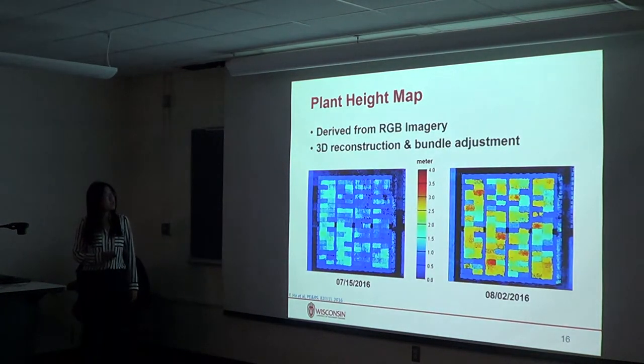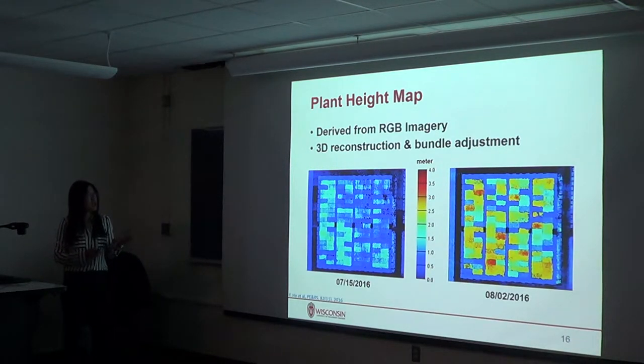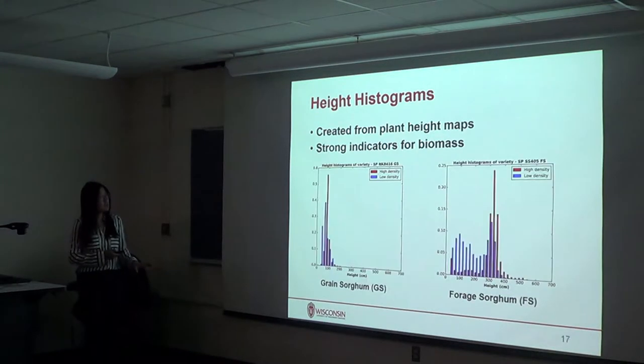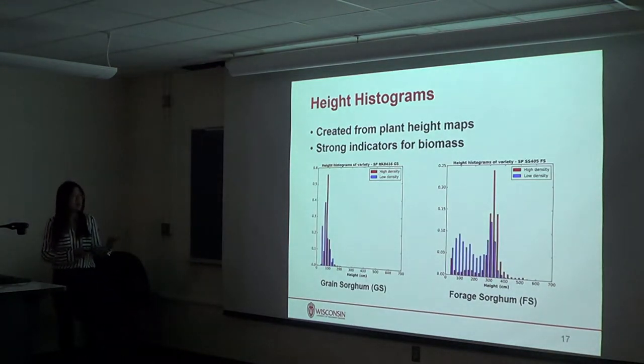One important trait is the plant height. This can be derived from the RGB imagery by using 3D reconstruction. Here are the heat maps generated for the sorghum experimental field. One was from July and another was from August. In August, the plants get higher, and even within the same field, different plots have different heights. Then the height histograms can be extracted within each plot.